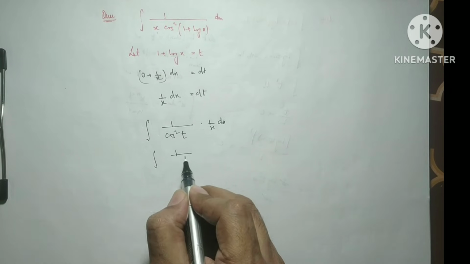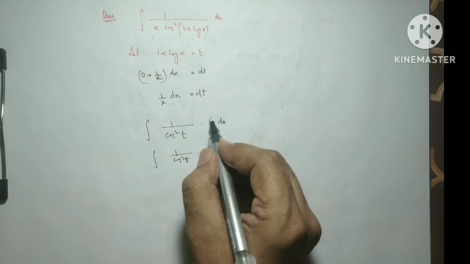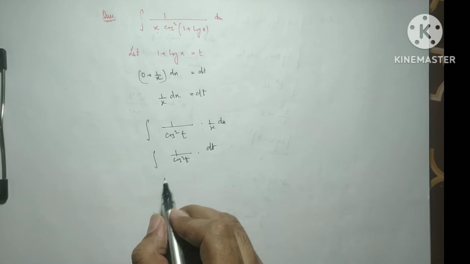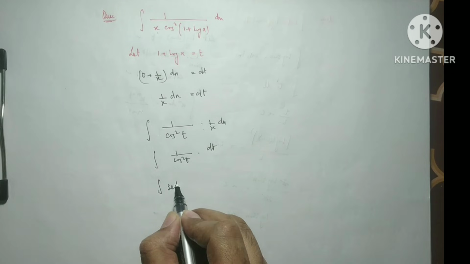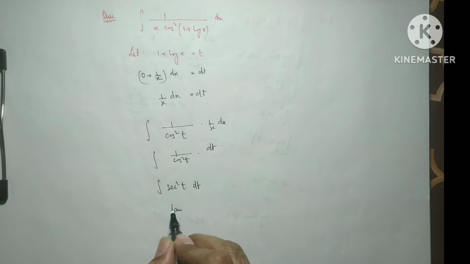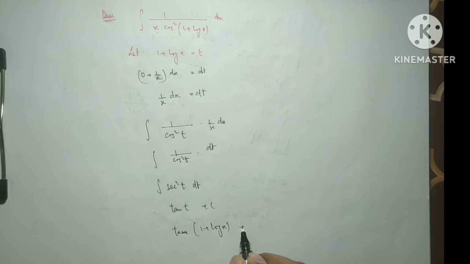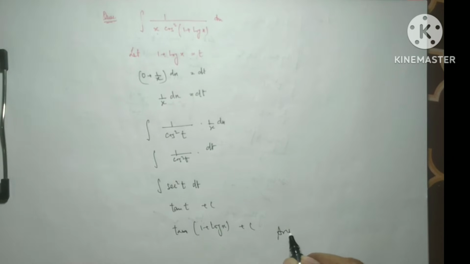So it is 1 over cos square t, and this is dt, and 1 over cos square is sec square t. The integration of this is tan t plus c. So it becomes tan of 1 plus log x plus c. So this is the answer.